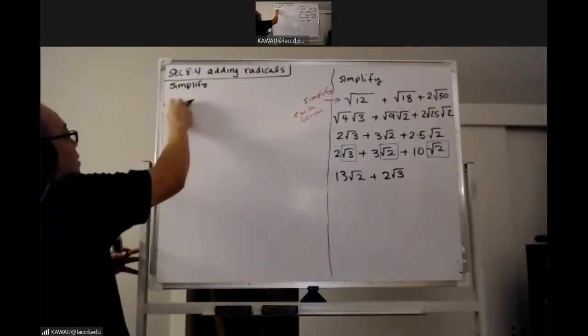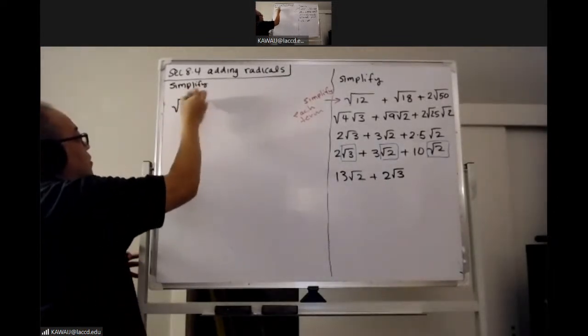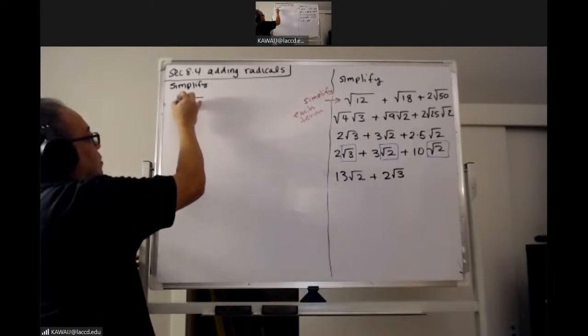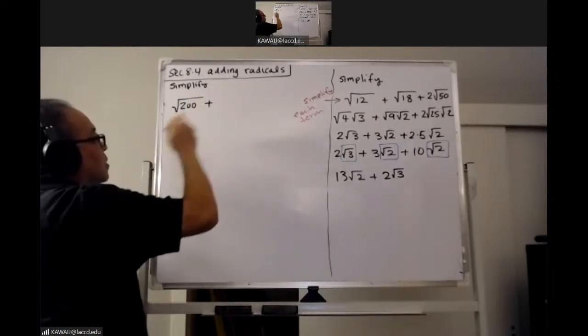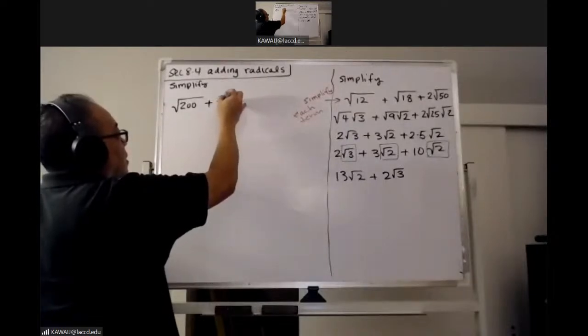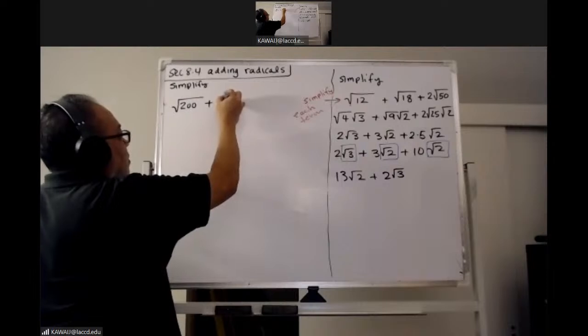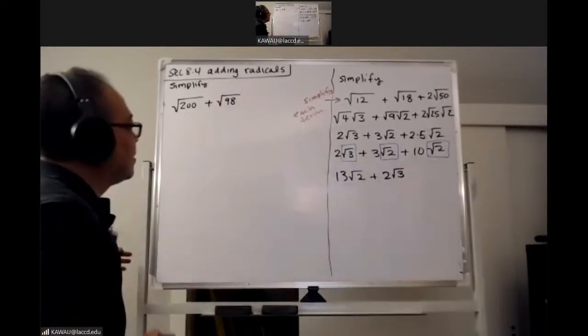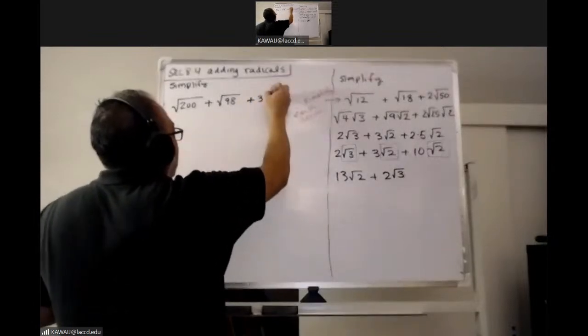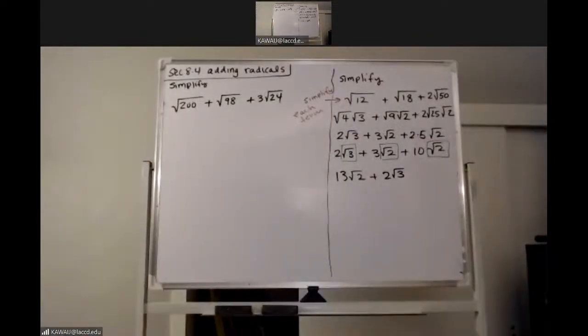All right. Now, let's try another one. Let's try square root of 200 plus square root of, trying to think of what numbers I haven't used, 98 plus 3 over square root of 24. Okay, go for that one.